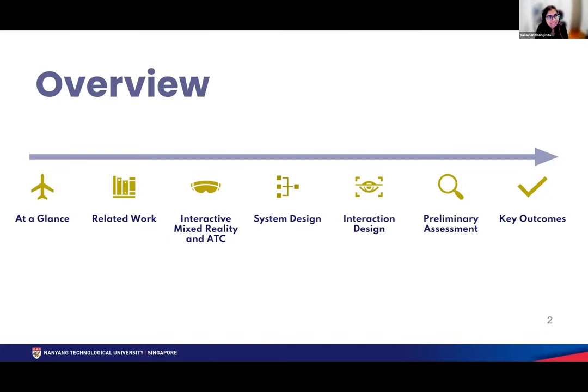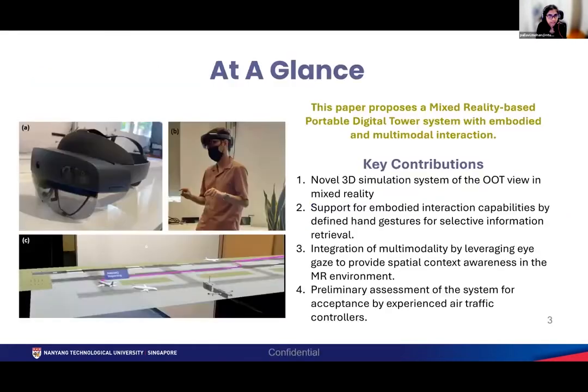Now, before we get down to the details, here is a quick overview of what I will be covering today. I'm going to be starting with an overview of this paper and its key contributions, followed by some related work in this field, followed by how mixed reality and ATC come together. I will be talking about our system design as well as our interaction design. And I will also take you through a preliminary assessment we had with some air traffic controllers on our system. And I will finally conclude with a few key outcomes and future plans for our system. So let's start with an introduction.